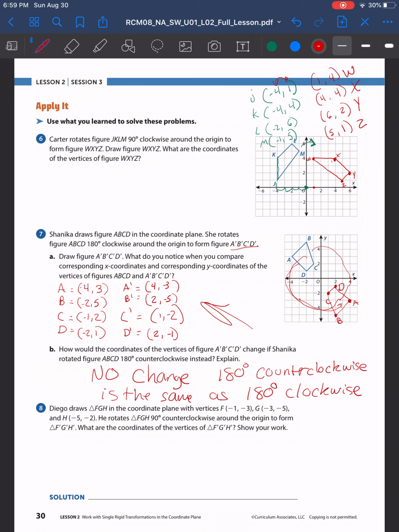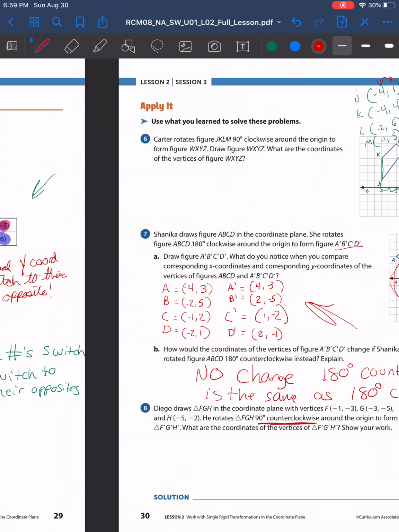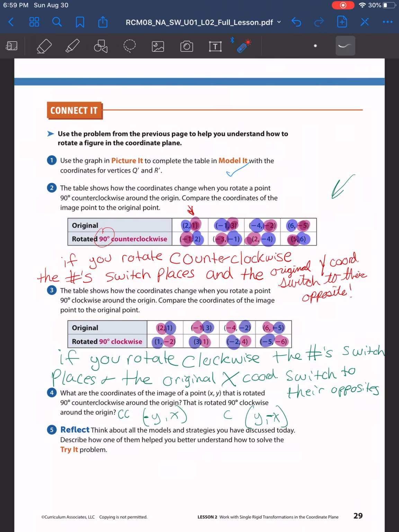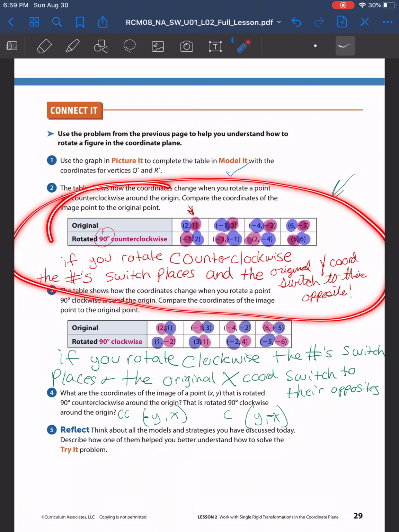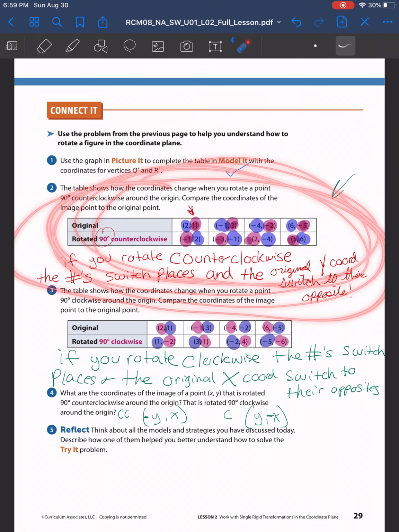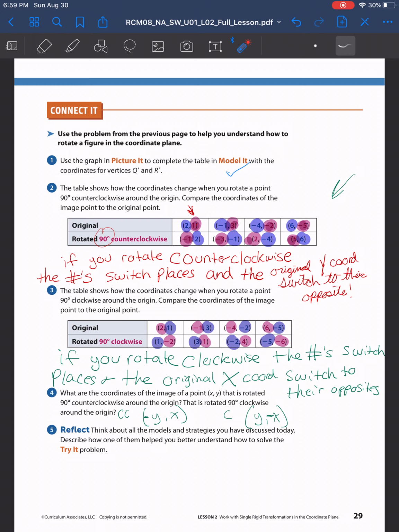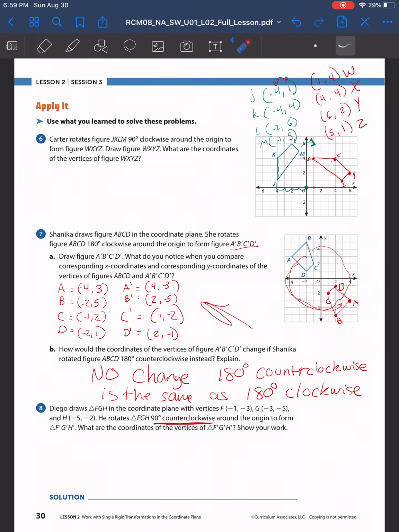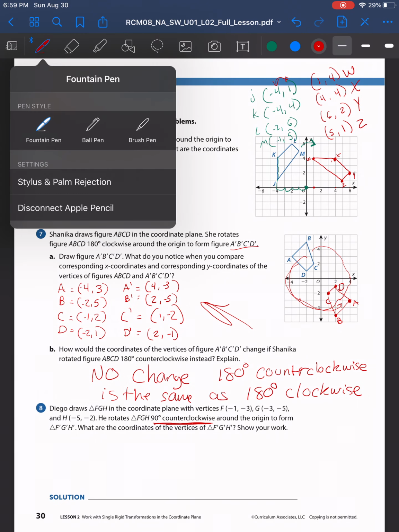Cool. Now let's try to use that rule for number 8. Diego draws triangle FGH in the coordinate plane, where F is this, G is this, and H is this. He rotates it 90 degrees counterclockwise. You guys, we're going to be using these rules. These rules say if you rotate counterclockwise, you switch the numbers in their places and the y coordinate switches to its opposite. This is super easy. Nothing like what we just did.